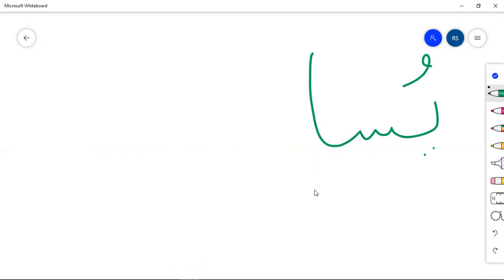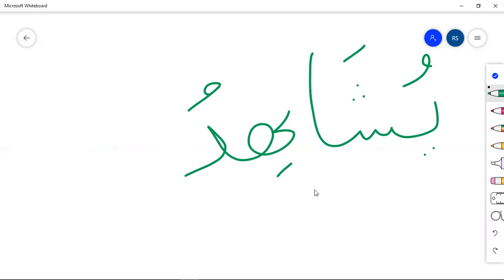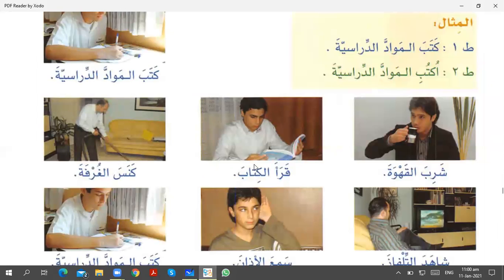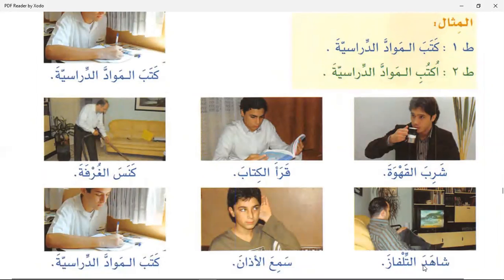So this is Yushahidu. What are the three steps to convert it into fail amr? Yushahidu. We should remove the ya. Then Shahidu. Then we will remove the dhamma at the end and replace it with sukoon. So this is fail amr, Shahid. Yushahidu, shahid. So you will say shahid.